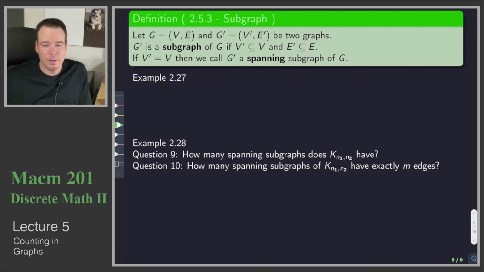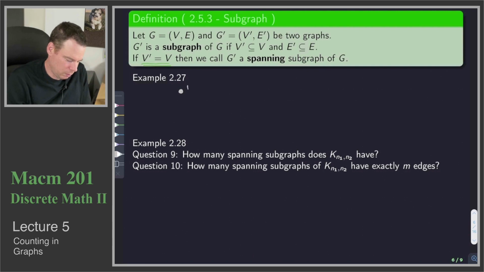So here's a definition. The definition is of a subgraph. If G is a graph with vertex set V and edge set E, and G prime is another graph with vertex set V prime and edge set E prime, then G prime is a subgraph of G if its vertex set is a subset of the vertex set of G, and its edge set is a subset of the edge set of G. If the vertex set of G prime is V, then we call G prime a spanning subgraph of G. So let's have a look at an example.